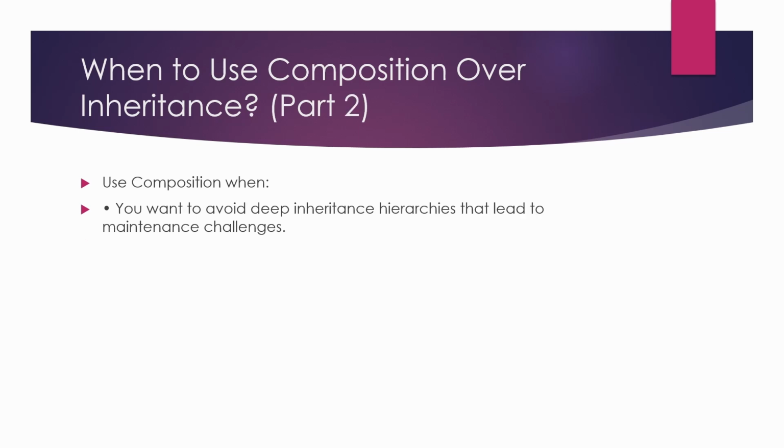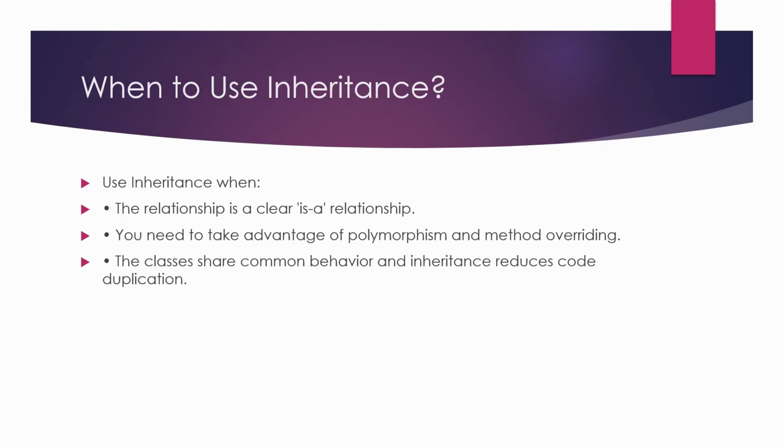Composition is also useful when you want to avoid the rigidity of inheritance. It allows for more modular systems, making your code easier to maintain and extend. On the other hand, use inheritance when the relationship is clearly an "is-a" relationship. For example, a dog is an animal. Inheritance is also beneficial when you want to reuse code across multiple classes and take advantage of polymorphism.